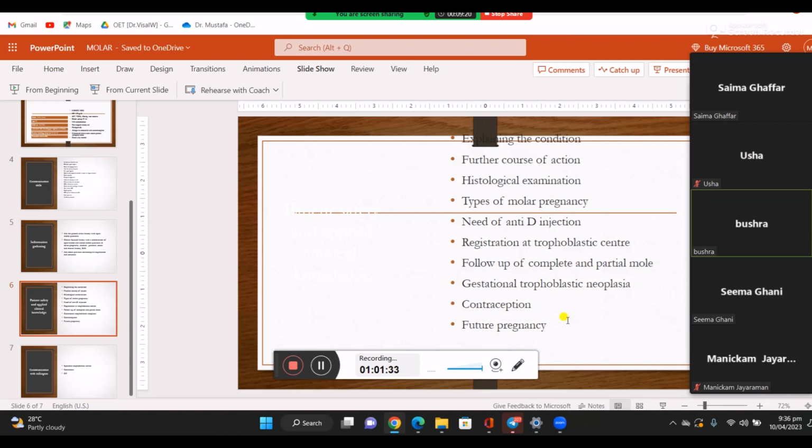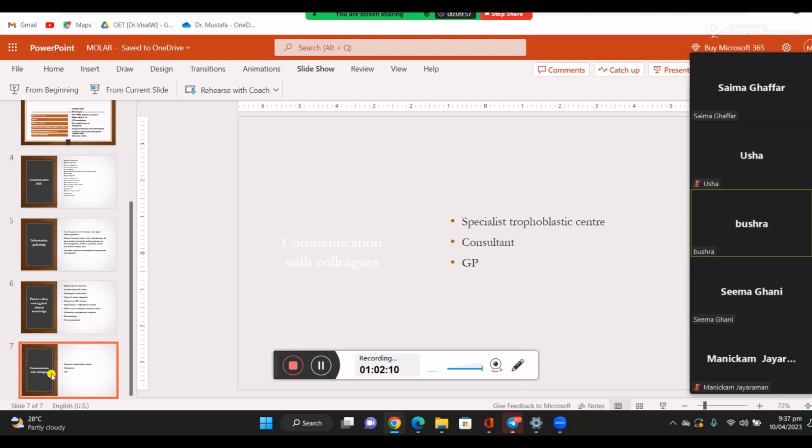Okay, right. And then you advised her early booking in the next pregnancy. Very right. Otherwise, you offer her registration at the Trophoblastic Center. You can also say that there are 3 centers, one in London, one in Dundee, and Sheffield. And in communication with colleagues, before discharging this patient, it is important to involve the consultant also. It will come under the domain of communication with colleagues.